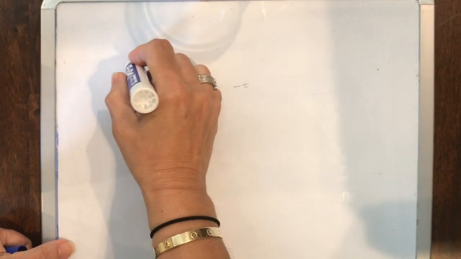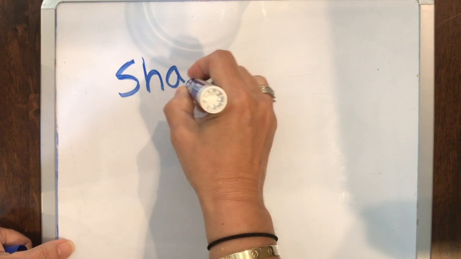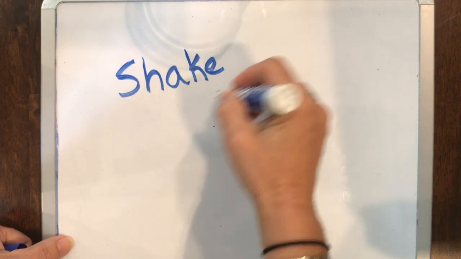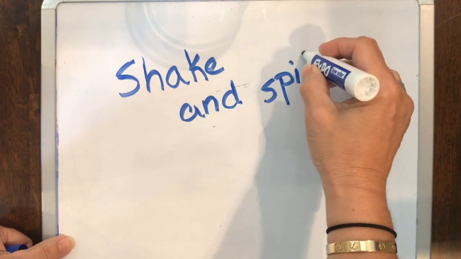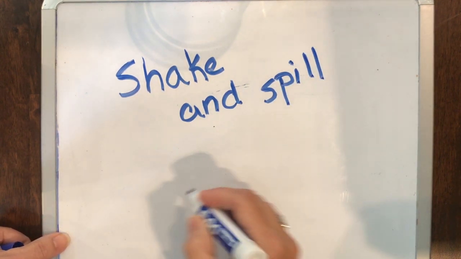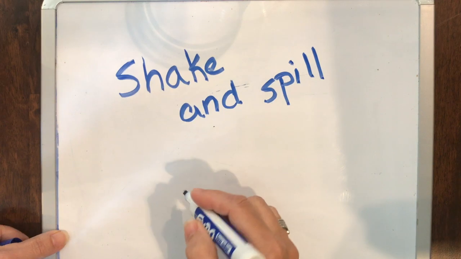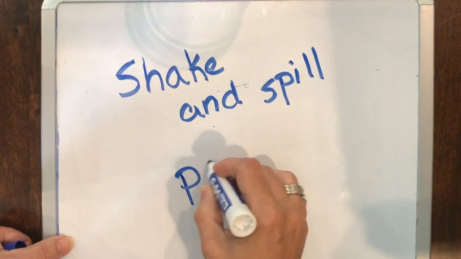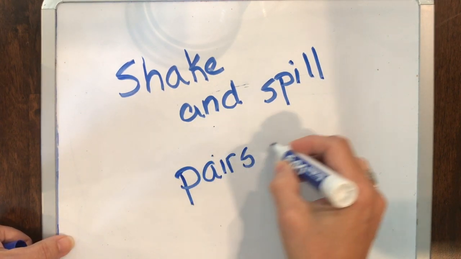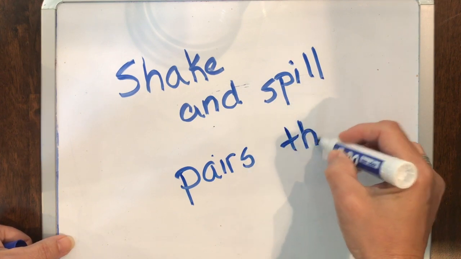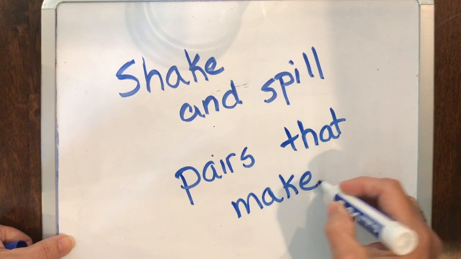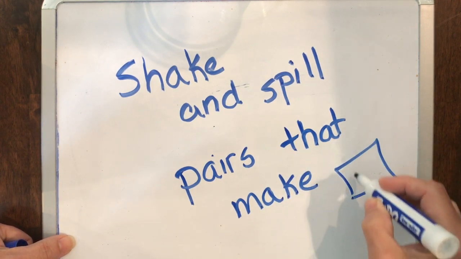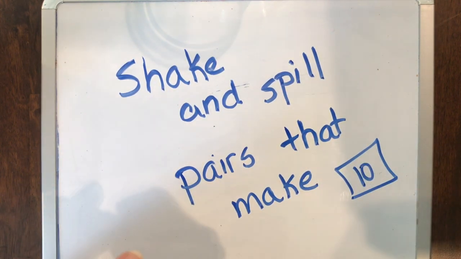Hi friends! Today we're going to play a game for math called Shake and Spill. And we're going to play this game as we learn how to find pairs of numbers that make 10. So we're going to work with numbers that make 10 today.